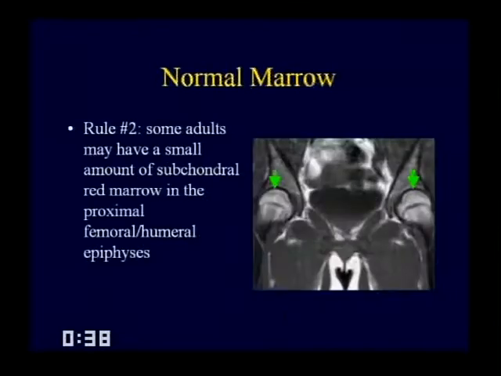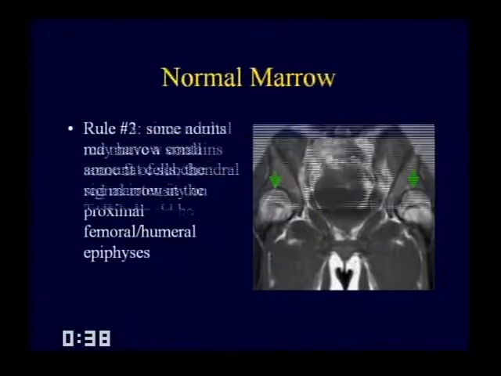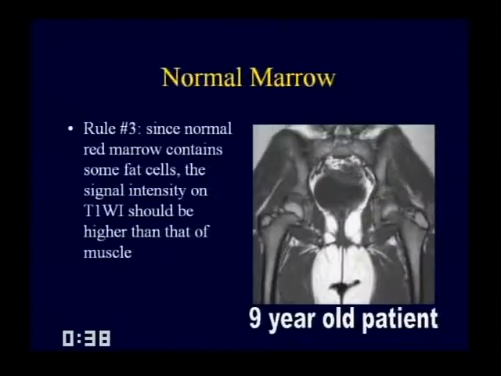Rule number two, some adults may actually have a small amount of subchondral red marrow in the proximal femoral or humeral epiphyses. Like you see here, this little curvilinear bit of red marrow should not be confused for avascular necrosis, which we'll talk about a little later. Rule number three is that, and this is important, since normal red marrow contains some fat cells, the signal intensity on T1 weighted images should be higher than that of muscle.